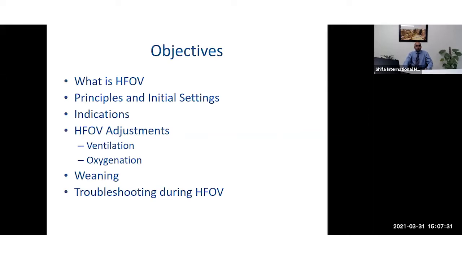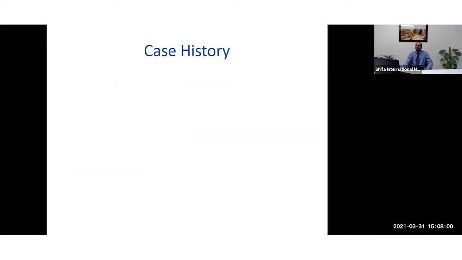So in today's talk, we'll discuss and try to understand what high frequency ventilation is, what its principles are, and what the initial settings should be. What are the clinical indications where high frequency ventilation is used, and how do we adjust it with regards to ventilation and oxygenation. Then finally, we'll discuss weaning and troubleshooting during high frequency ventilation. We'll start off with a case history.